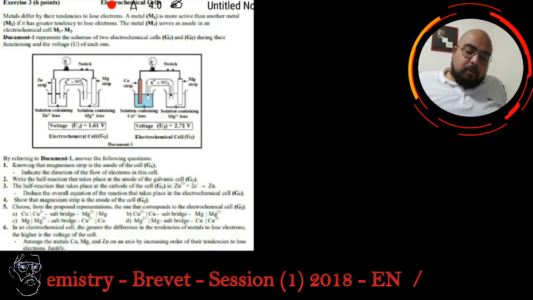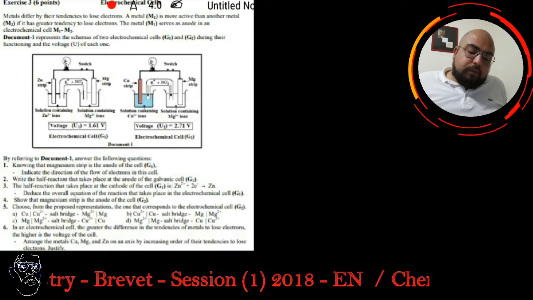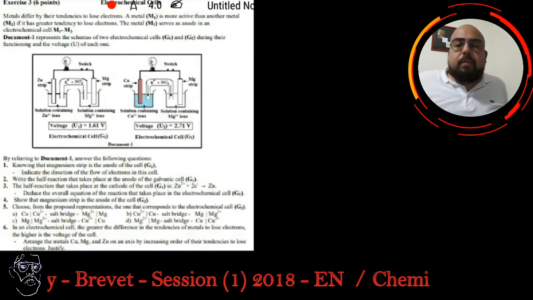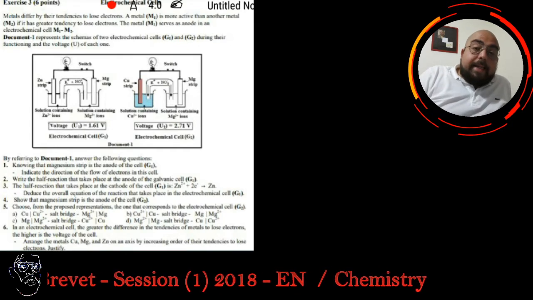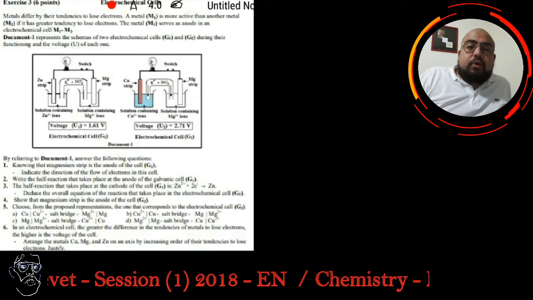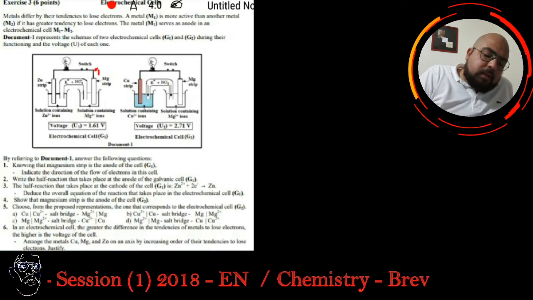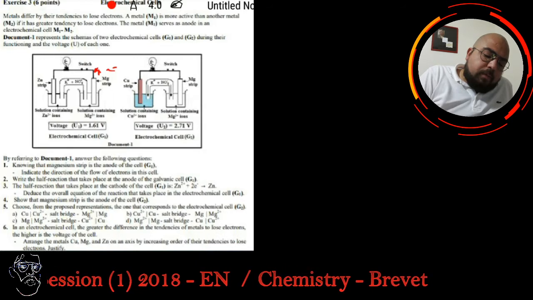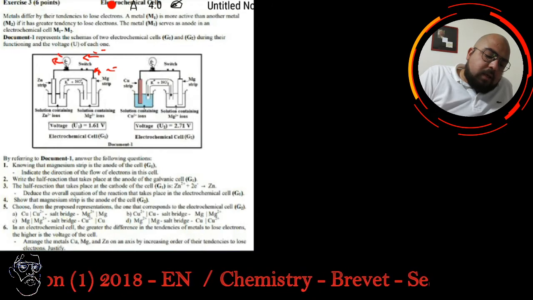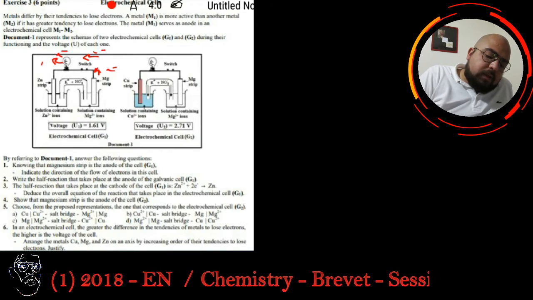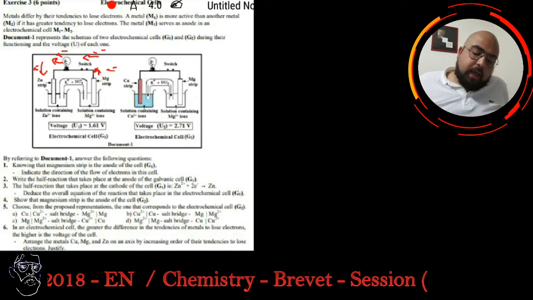Knowing that the magnesium strip is the anode of cell G1, indicate the direction of the flow of electrons in this cell. Very simple. In this case, Mg is the anode, so it is losing electrons much more easily. The electrons will travel from magnesium towards the strip of zinc, so they will have this direction from the anode towards the cathode.